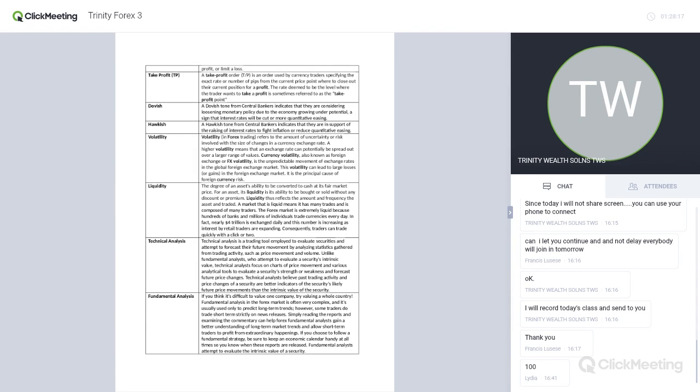Then we talk about liquidity. And as I mentioned earlier, we say it is the degree of an asset's ability to be converted to cash at its fair market price. So for an asset, this liquidity is its ability to be bought or sold without any discount or premium. Liquidity thus reflects the amount and frequency the asset can be traded.